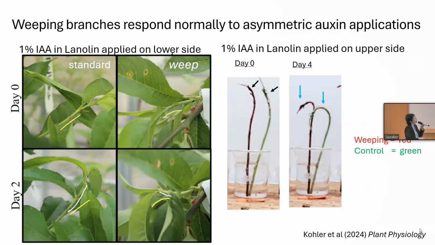And just FYI, sometimes I use a red leaf weeping tree. It has red leaves and red stems because it's a good contrast. We just have that segregating. It has nothing to do with the weeping phenotype. It's just that we also have red leaf, red stemmed weeping trees.